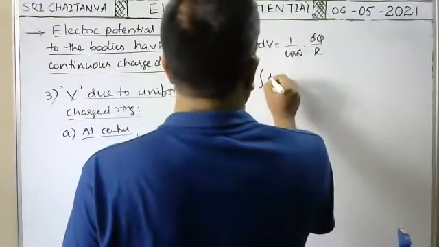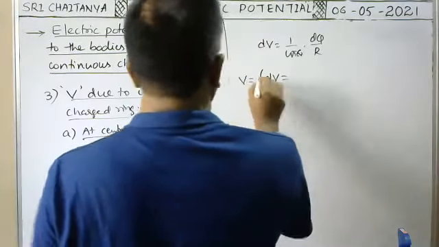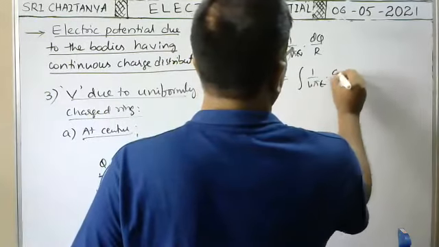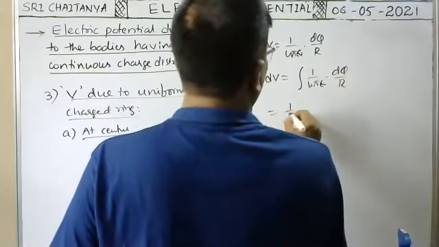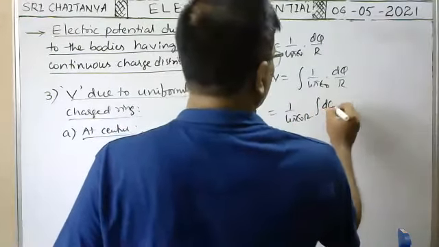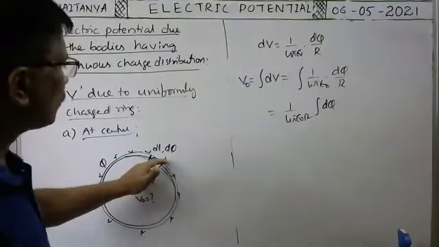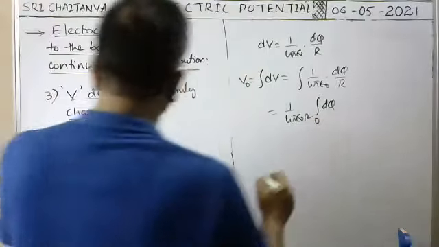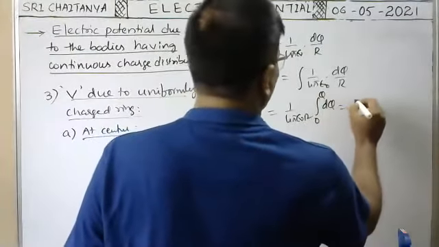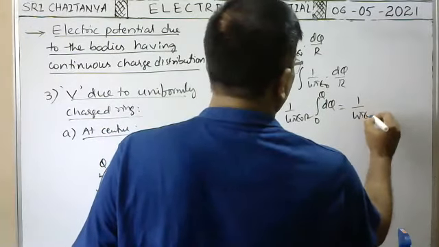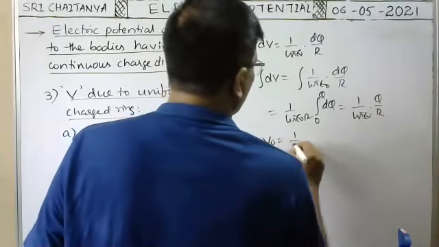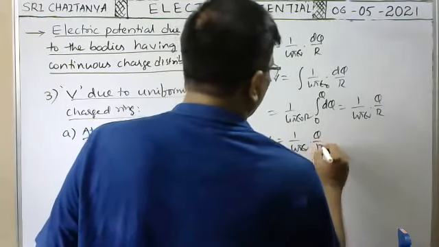Therefore, total potential due to all the elements is the integral of dV, which is the total potential at the center V naught, equal to integral 1 by 4 pi epsilon naught into dq by R. That is equal to 1 by 4 pi epsilon naught R, you can write outside because these are constants, integral dq. Integral dq means from the initial charge 0 to, when you complete one circle, the total charge Q. So that is equal to 1 by 4 pi epsilon naught into Q by R. Therefore, V naught is equal to 1 by 4 pi epsilon naught into Q by R.